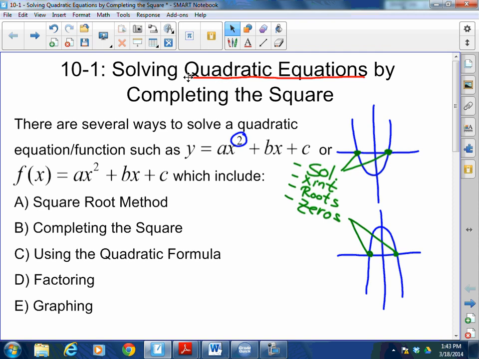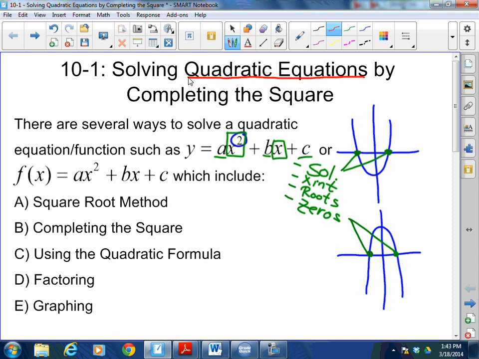Okay, perfect. So there are several ways, my friends, to solve a quadratic equation or function, such as y equals ax squared plus bx plus c. Remember, a is just the coefficient of x squared. b is the coefficient of x. c is a constant. It's a number by itself with no variable. What are the methods of graphing this?